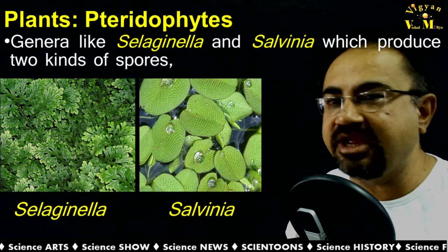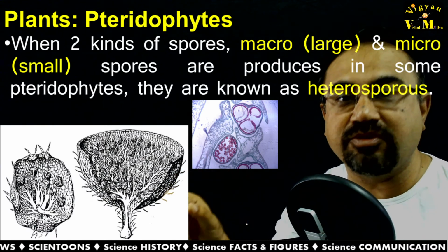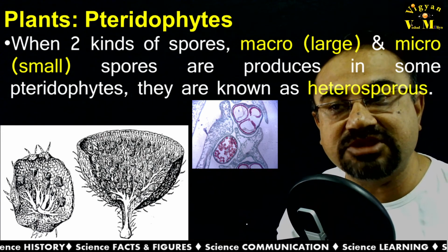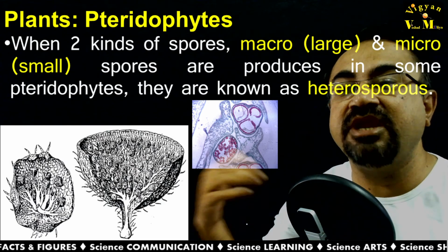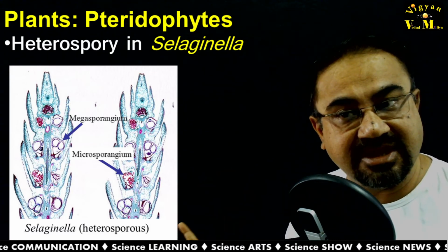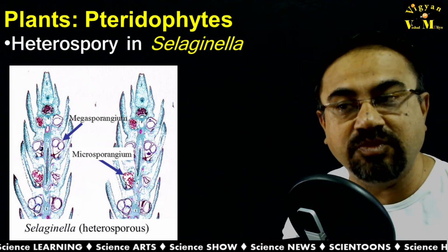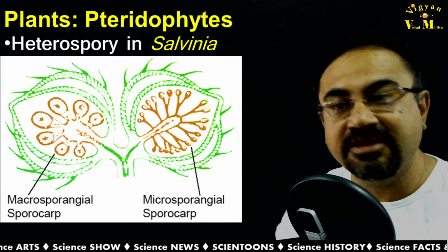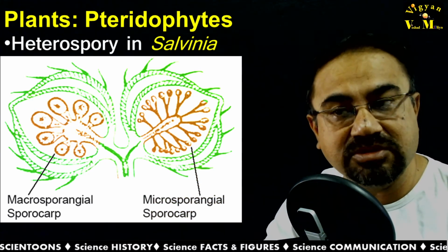In the case of Selaginella and Salvinia, let me go through in detail. Of these two kinds of spores, one is macro, the large one, and another is micro, the smaller one. So certain pteridophytes which have two kinds of spores are known as heterosporous. This heterospory can be seen in Selaginella. We can see here the large one, that is the megaspore, and the small one, that is the microspore. They are found in different sporangia also, likewise in Selaginella as well as in Salvinia.